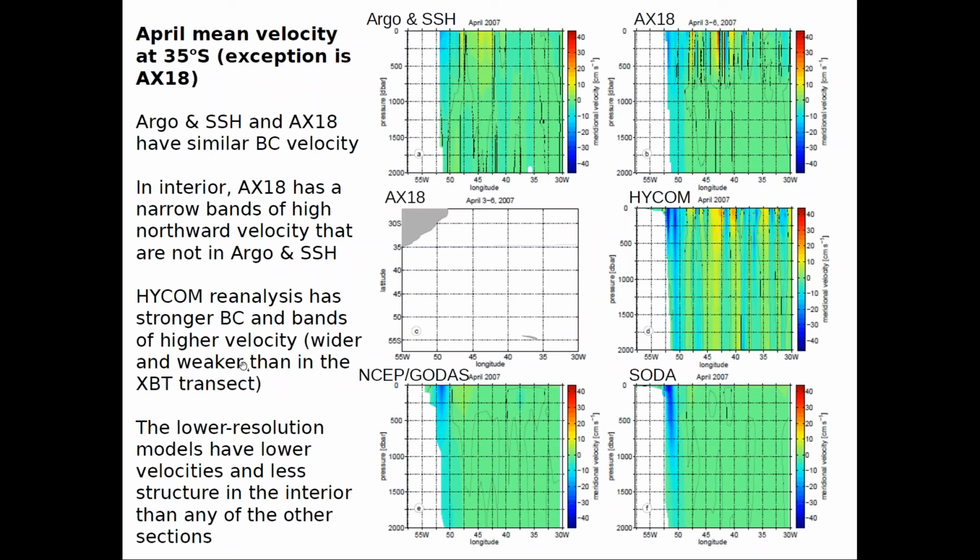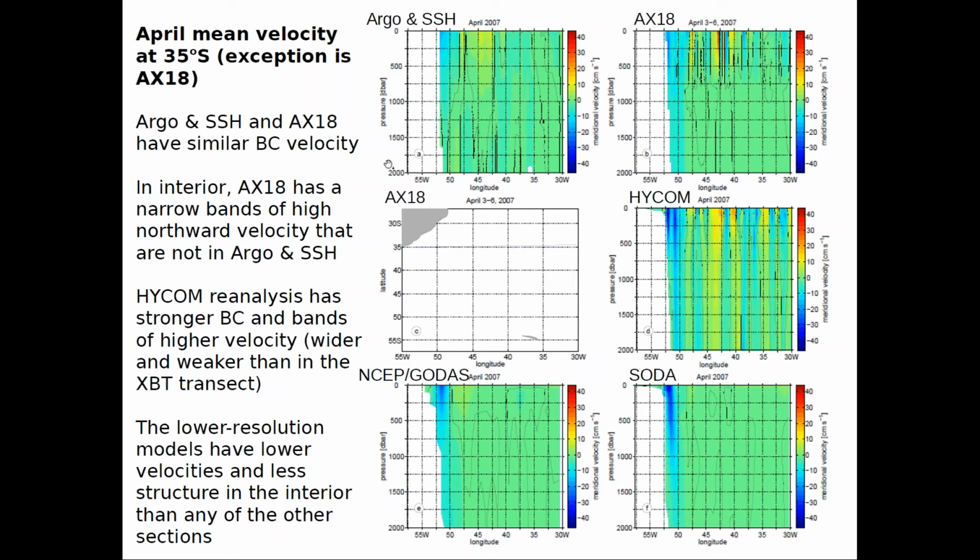This is another comparison I did using the Argo product for April 2007 and the AX18 line in the same month, which is only like a 1-week plot. And the Brazil current here looks pretty similar, even though one is a monthly average and the other one is basically a weekly or 6-day average.